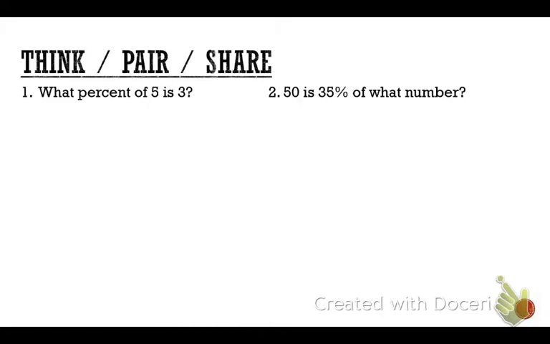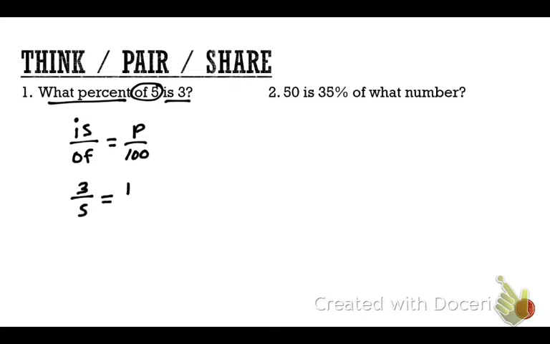Think, pair, share. It's exactly like the problems we've done today. I want you to do the first problem on your own. All right, how many of you would say that you found somebody else with the same answer as you? Okay, so we've got what percent of 5 is 3? We're starting off with is over of equals p over 100. For those of you that already completed it, what's my is? 3. What's my of? 5. And we're looking for the p.